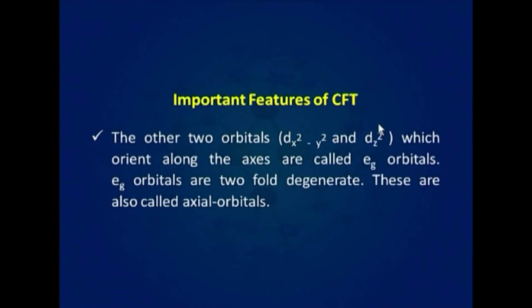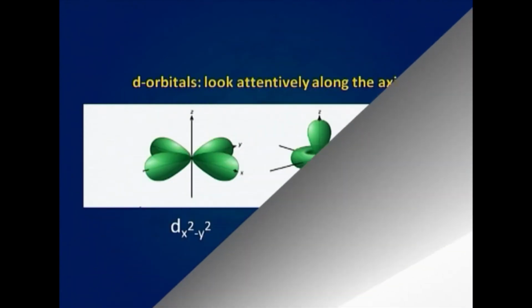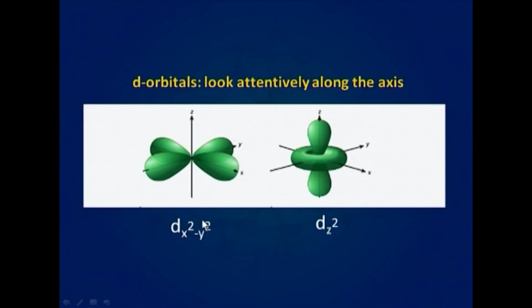The other 2 orbitals, that is dx square minus y square and dz square, which orient along the axis, are called Eg orbitals. Eg orbitals are twofold degenerate. These are also called axial orbitals. Here you can see in dx square minus y square, the lobes of the orbitals are pointing towards x and y axis, and in dz square orbitals, lobes of the orbital are pointing towards z axis.